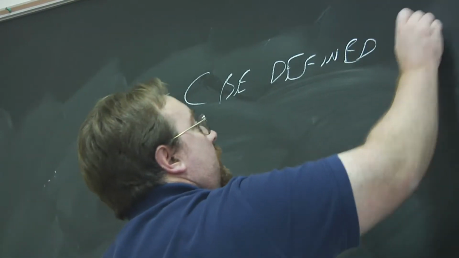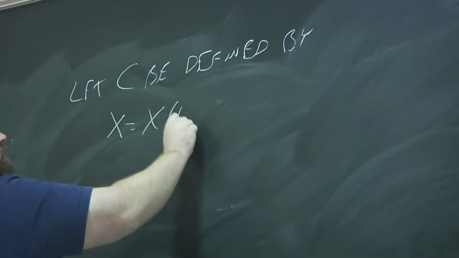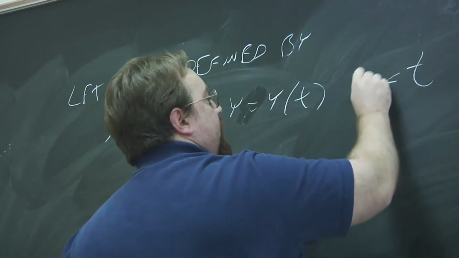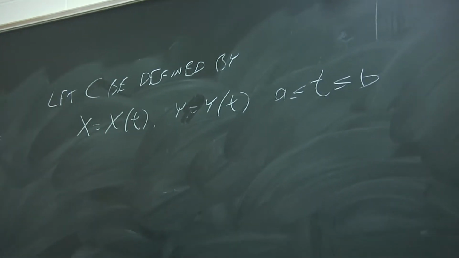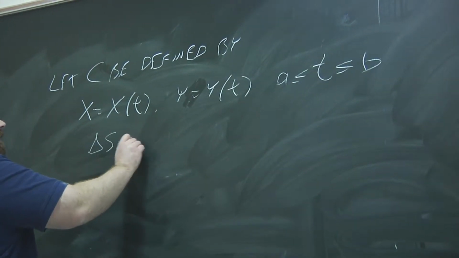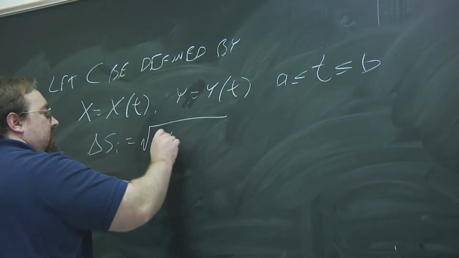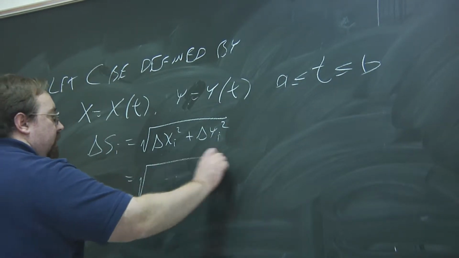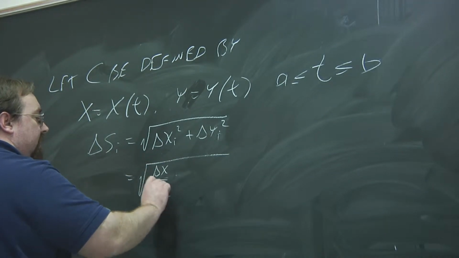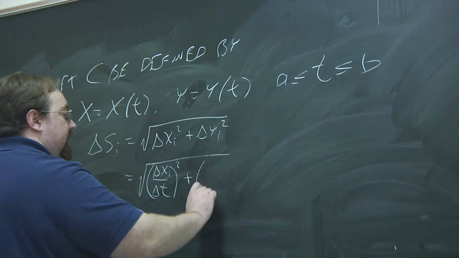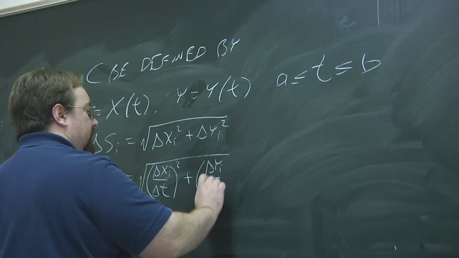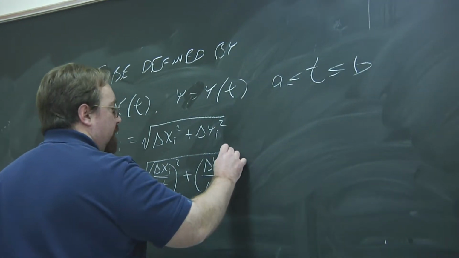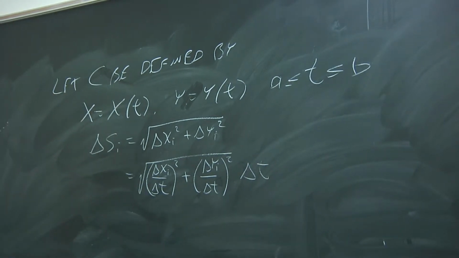So suppose that C is defined by parametric equations, x is a function of t, y is a function of t, and t goes between a and b. Then the length of one of these segments, I'm going to multiply and divide by delta t, but I'm going to divide by delta t under the square root. So we're dividing by delta t squared under the square root sign, and then multiplying by delta t outside of the square root sign.